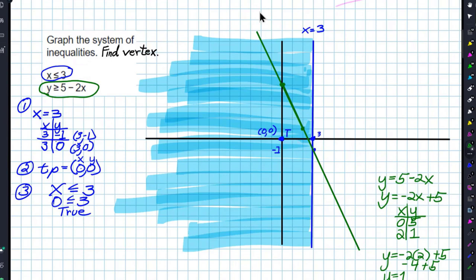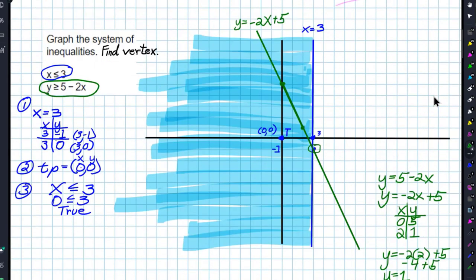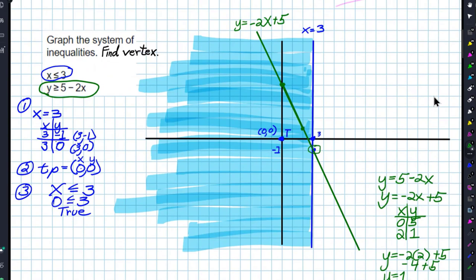All right, so now this line is y equals negative 2x plus 5. So here we have our two lines. We have y equals negative 2x plus 5, and x equals 3. So we're going to be finding that point for a vertex later. But right now, I still have to find which side of the green line to shade on. Because the shading, where they overlap, is the solution to the linear inequality.